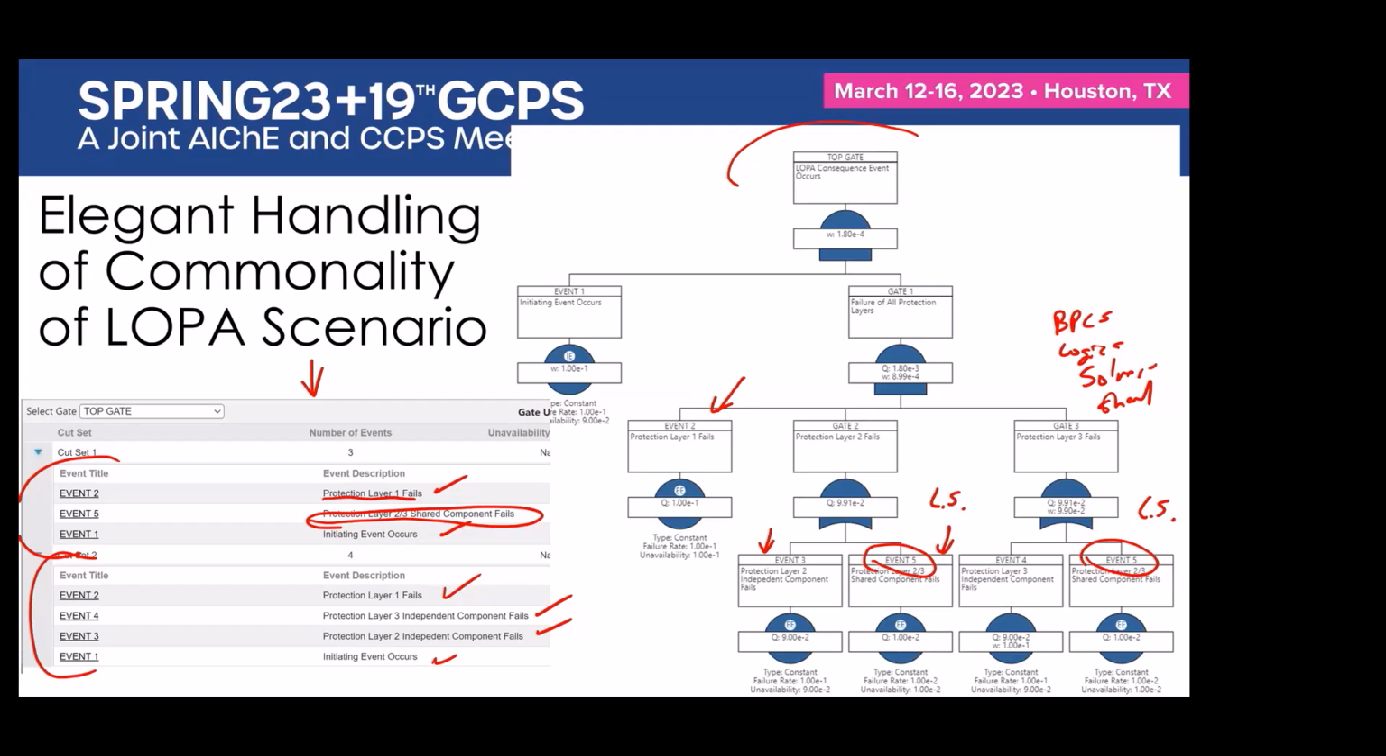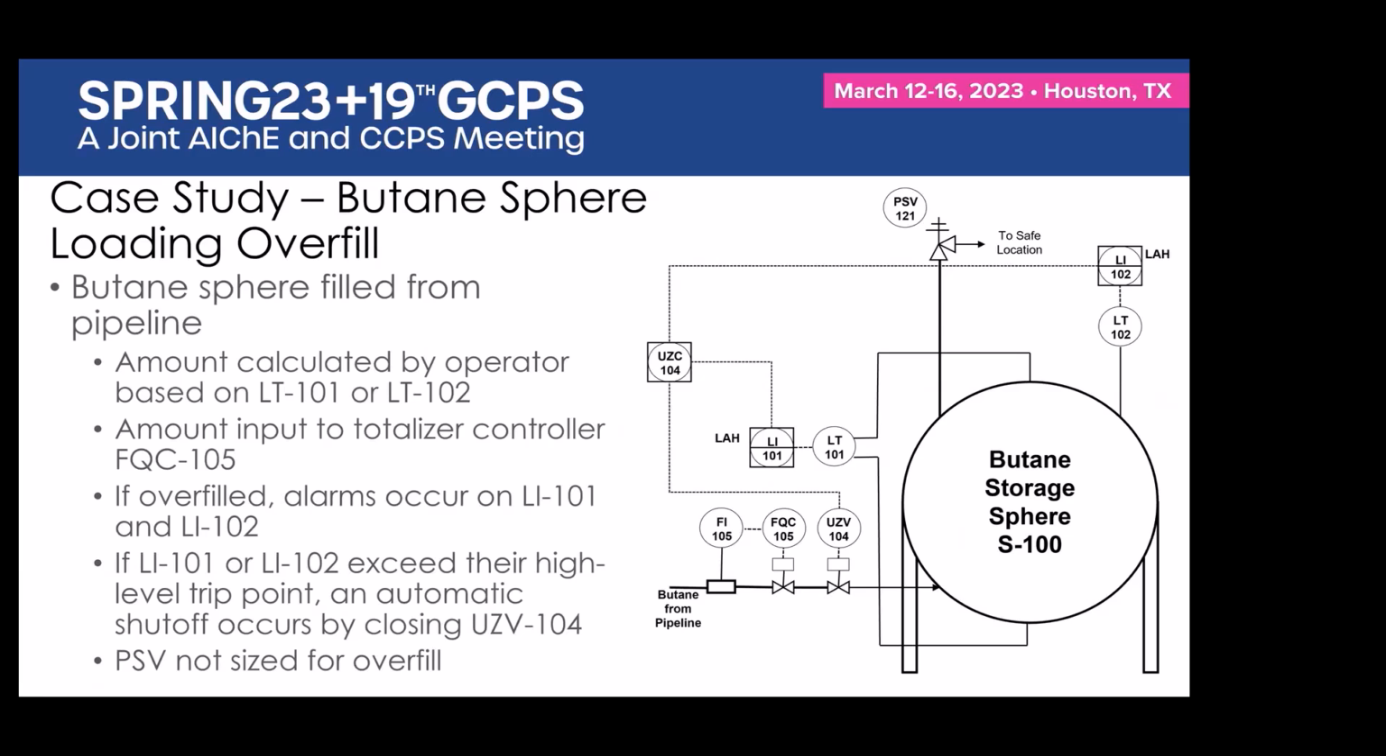And it's because we're going to break our protection layer into the non-shared parts and the shared parts, and the shared parts get treated separately, as we see here. Elegant handling. Okay, so that's kind of the mathematical underpinning behind what we're doing. Now let's go ahead and look at a case study.